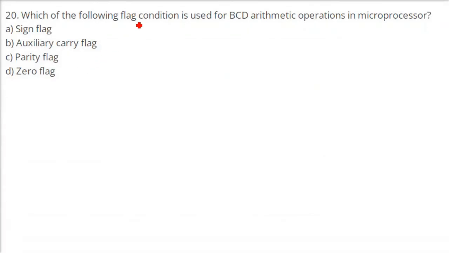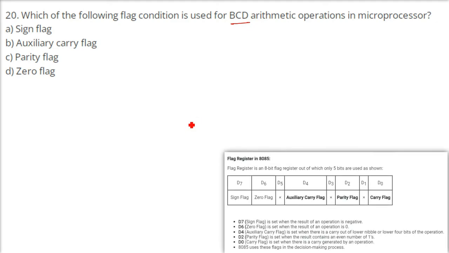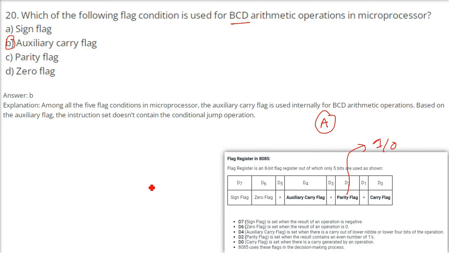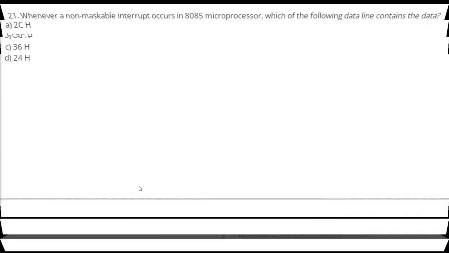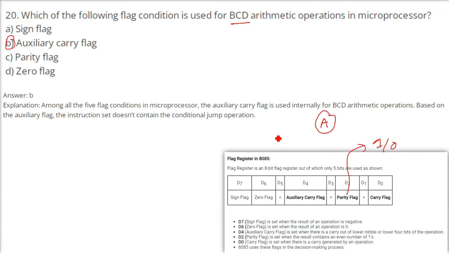Which of the following flag conditions is used for BCD arithmetic operations in a microprocessor? BCD is binary coded decimal, and the answer here is the auxiliary carry flag. But in order to understand the answer, we need to understand the auxiliary carry flag. For example, these are all the options. The parity flag will be 1 for an even number of ones. Among all these 5 flag conditions, the auxiliary carry flag is used internally for binary coded decimal BCD arithmetic operations.